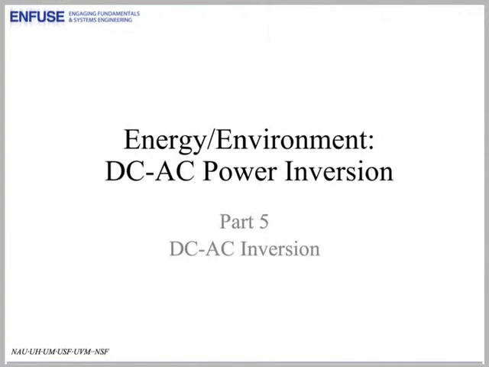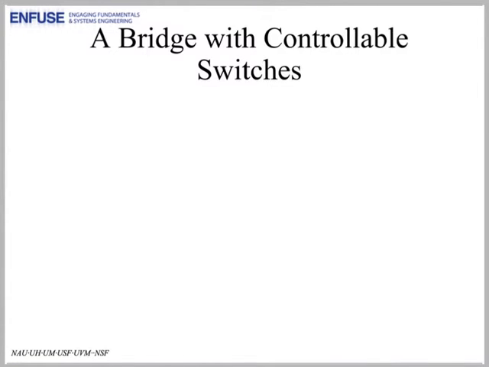But when we consider inversion, the DC input to the circuit does not change. So we must design a circuit that forces the direction of the current to change. The difference is that now we need controllable switches.